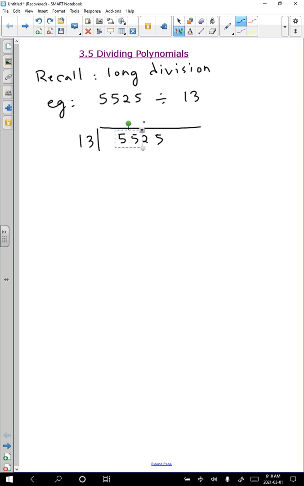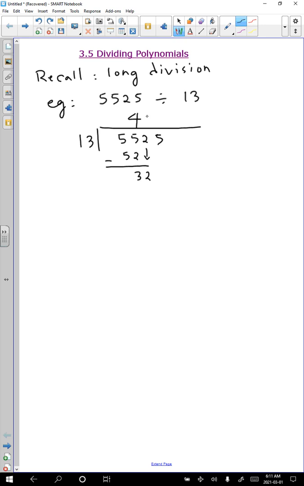Then we would see how many times 13 goes into 55. It goes into it 4 times. 13 fours are 52, and then we'd subtract. Okay, and you'd subtract and you'd get 3 here, and you bring down the 2, you get 32.